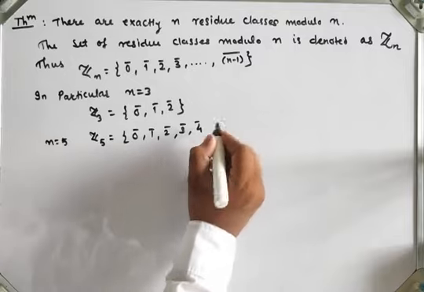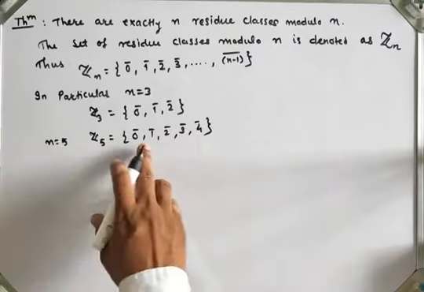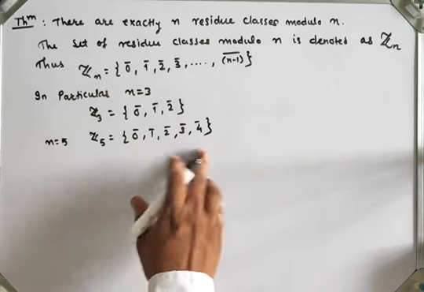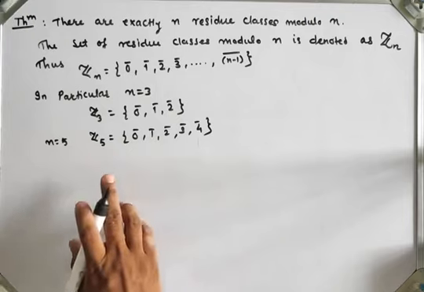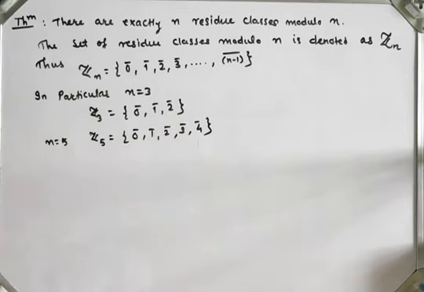So 5 is not in the set. 5 means modulo 5 again 0, so again we get repetition. So we get only the different ones. In total there are 5 residue classes modulo 5. So here these are the residue classes modulo n.